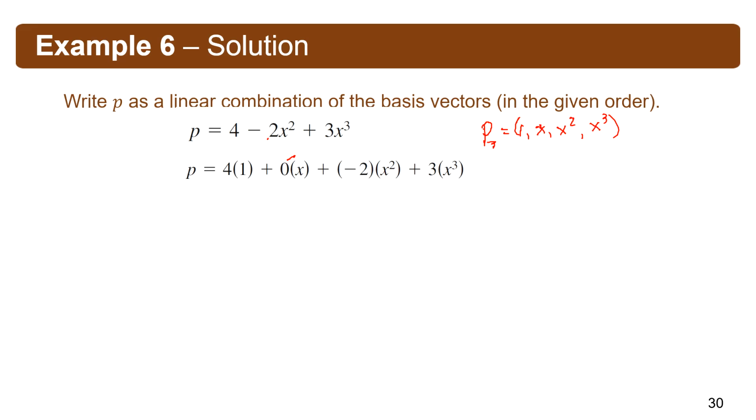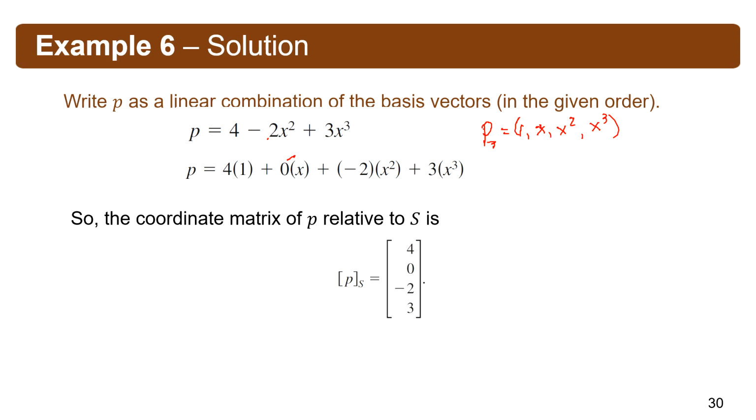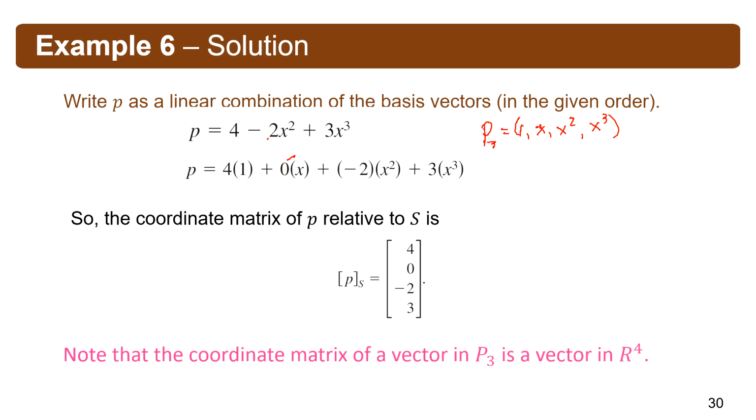So what do we have? The coordinate of P relative to S is 4, 0, negative 2, 3. And note that the coordinate matrix of a vector in P3 is also a vector in R4. So if you want to turn a vector in polynomial form into a real-number vector, we can do that with the transition matrix.